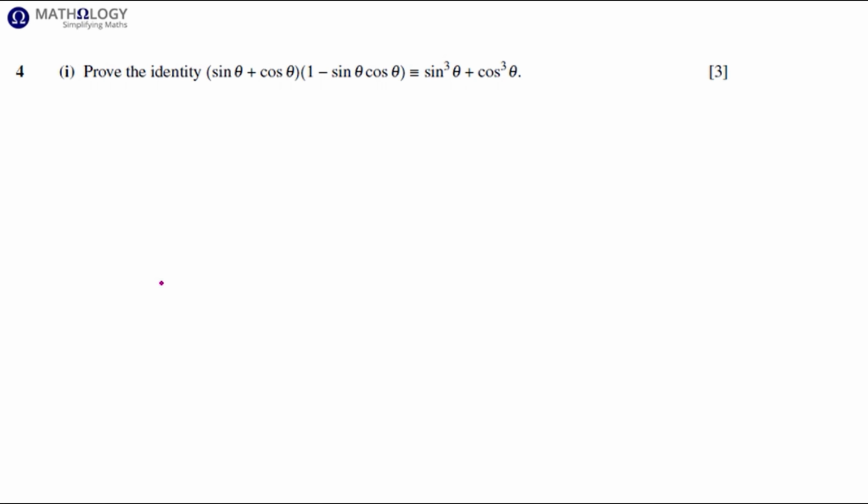Question 4. Prove the identity (sin theta plus cos theta) times (1 minus sin theta cos theta) equals sin cubed theta plus cos cubed theta. Now, there are a couple of ways we can go about doing this. We can either start with the left-hand side, multiply out these terms, and use the square identity to simplify. Alternatively, if we start with the right-hand side, we can factorize using the sum of two cubes. That actually might be far easier. So for once, we're going to start with the right-hand side.